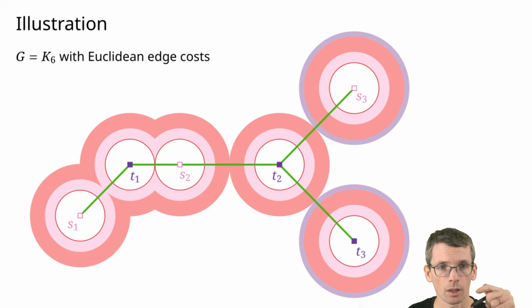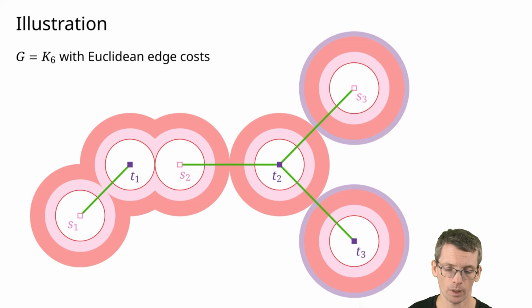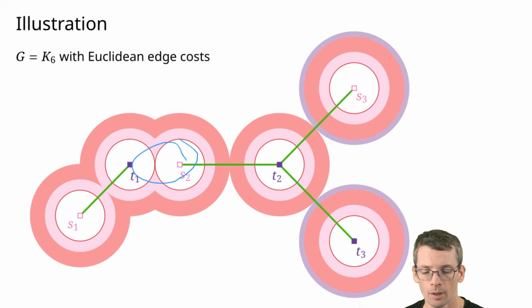But now I still go through all of the edges and check whether I can remove them. Here I can remove exactly one edge, this one here. So this one I'm going to remove here. And now that is a solution of the algorithm.